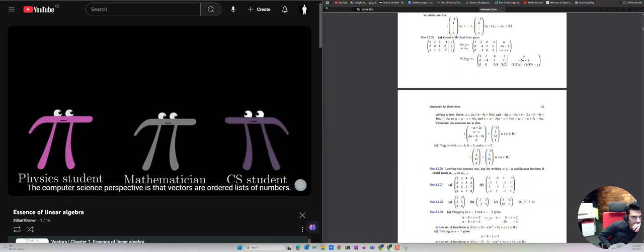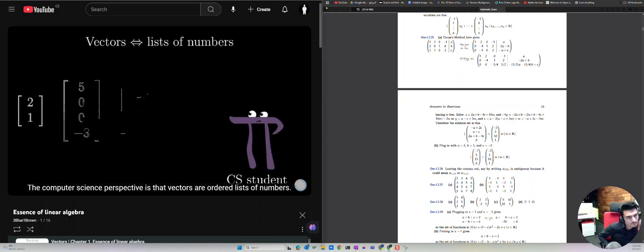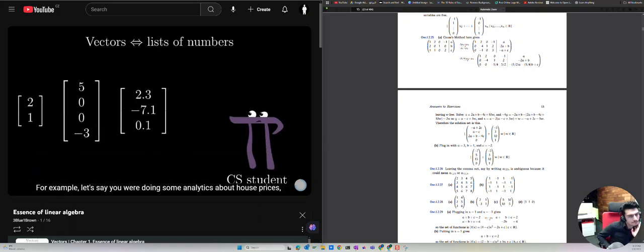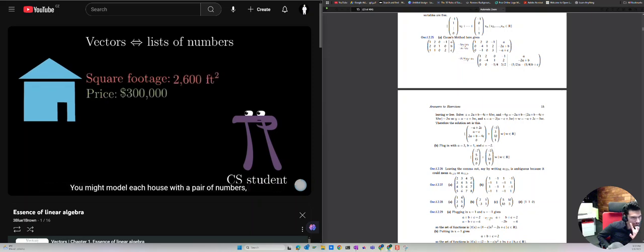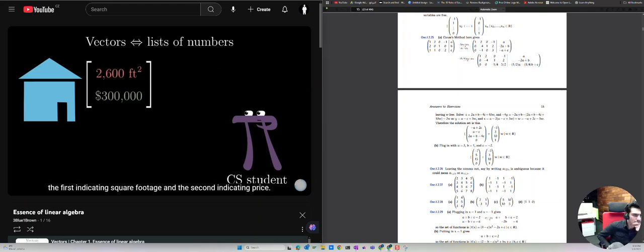The computer science perspective is that vectors are ordered lists of numbers. For example, let's say you were doing some analytics about house prices, and the only features you cared about were square footage and price. You might model each house with a pair of numbers, the first indicating square footage and the second indicating price. Notice the order matters here.